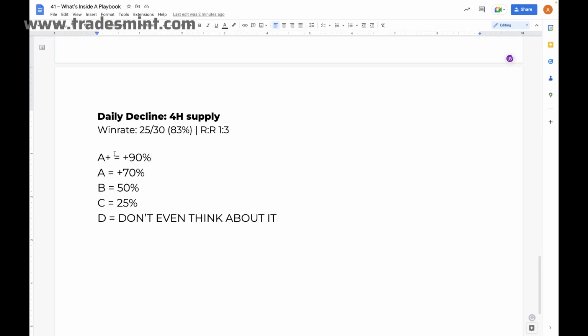So now once you have the grade, then you can put together your risk card, or your risk note card. And what that will look like is A plus will get a risk, A will get a risk, B risk, C risk. D, don't even think about it.